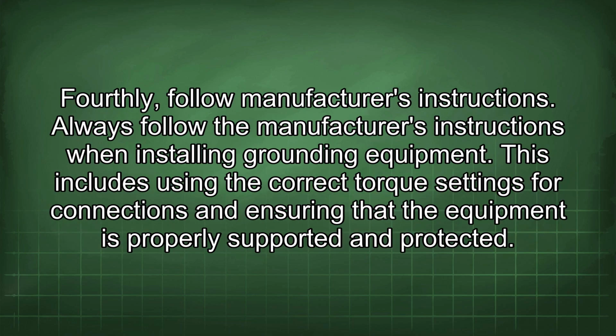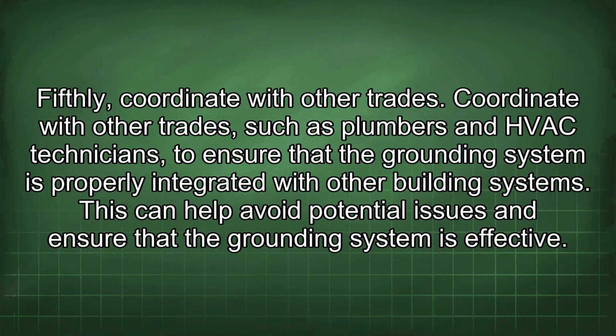Fourthly, follow manufacturer's instructions. Always follow the manufacturer's instructions when installing grounding equipment. This includes using the correct torque settings for connections and ensuring that the equipment is properly supported and protected. Fifthly, coordinate with other trades. Coordinate with other trades such as plumbers and HVAC technicians to ensure that the grounding system is properly integrated with other building systems. This can help avoid potential issues and ensure that the grounding system is effective.